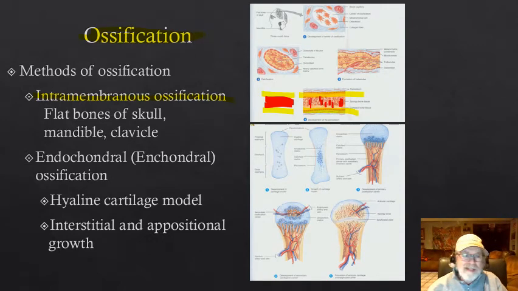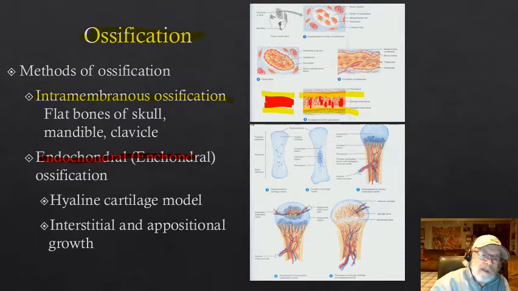But you know what? That's not the most common thing. The most common way that bone forms, okay, is what's called endochondral. Oops, I shouldn't have done that in red. Let me get rid of the red. Let me do it in yellow so you're able to see it. It's called endochondral or enchondral ossification.